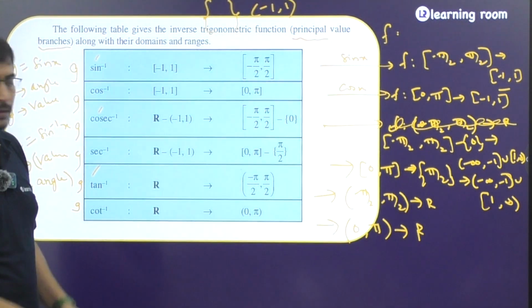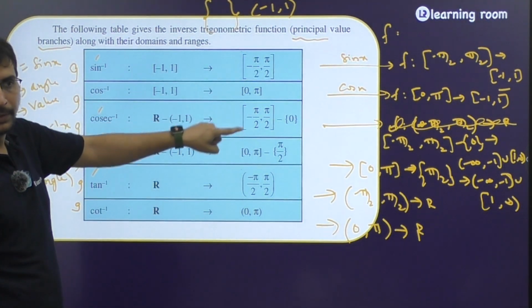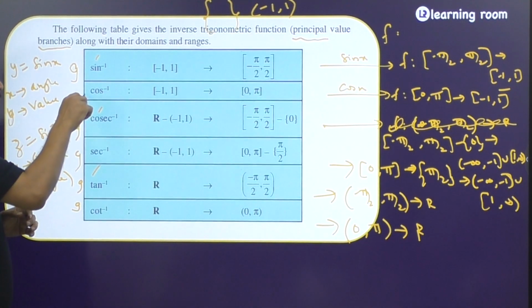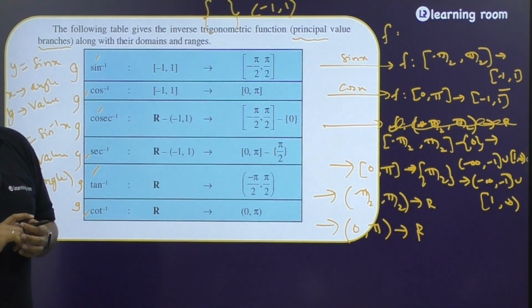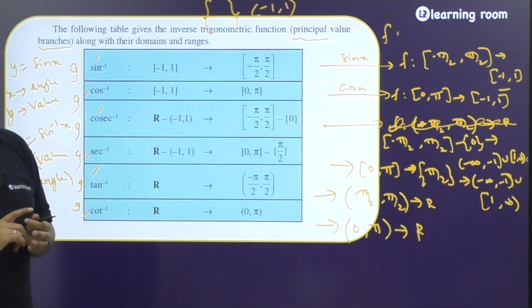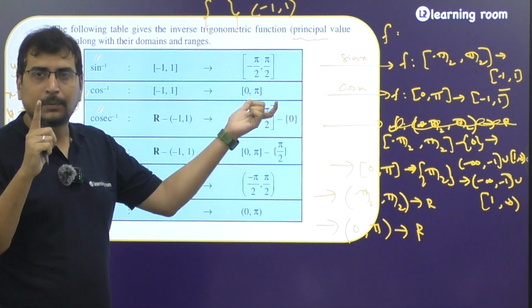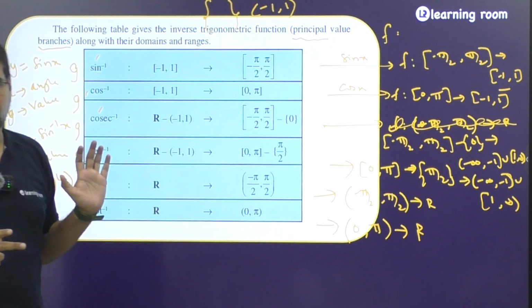Why? Because look at their ranges. Minus pi by 2 to pi by 2, minus pi by 2 to pi by 2. Whereas for cos inverse, secant inverse and cot inverse, if they give you a negative value, they will lie in the second quadrant. Why is it so? Because 0 to pi by 2 is the first quadrant, pi by 2 to pi is the second quadrant. So the same is the case here.